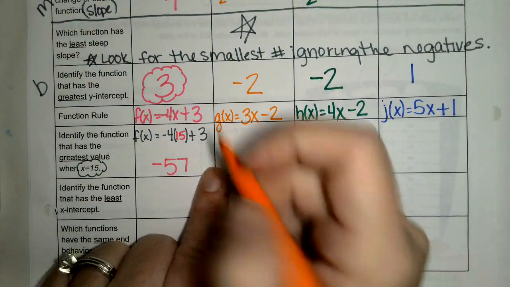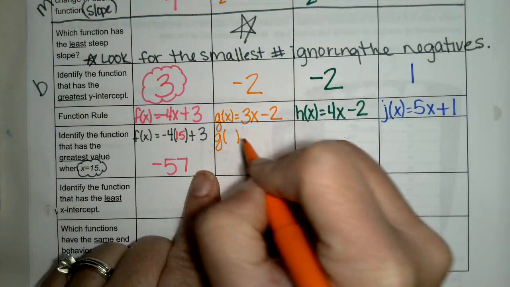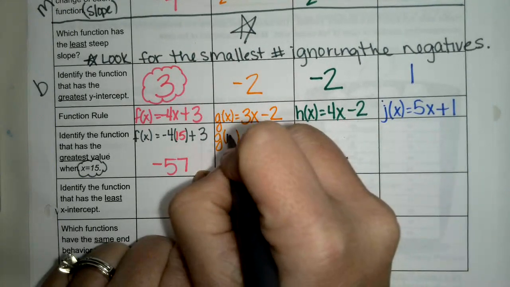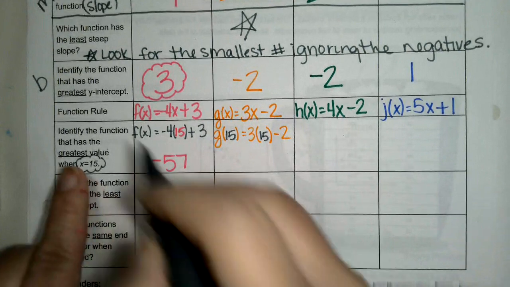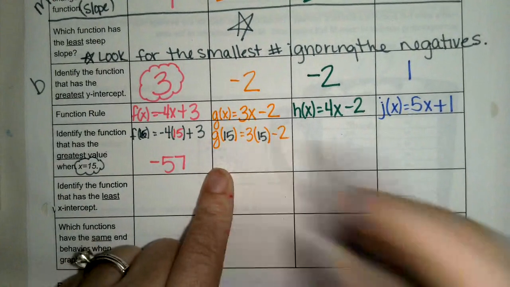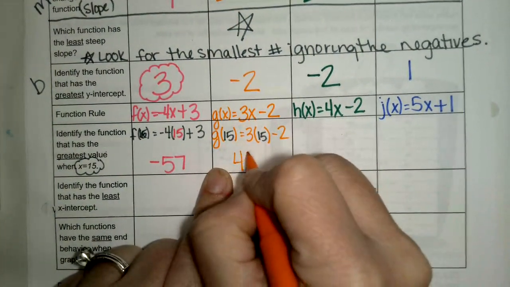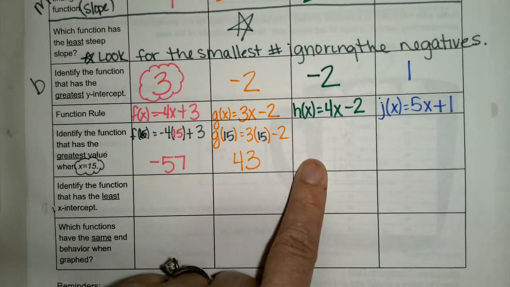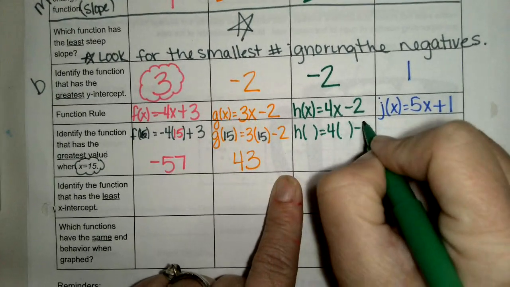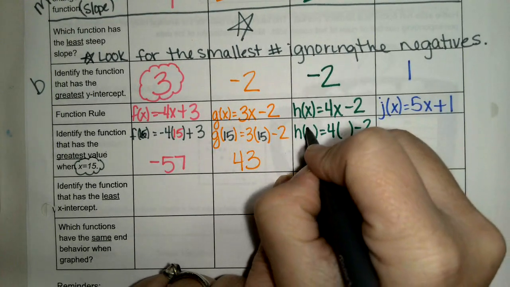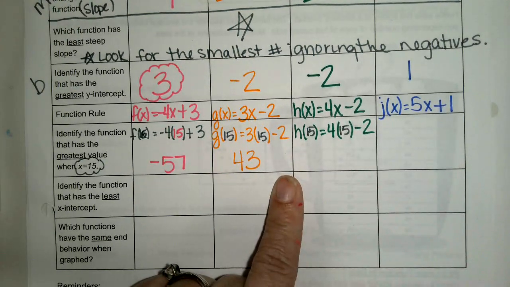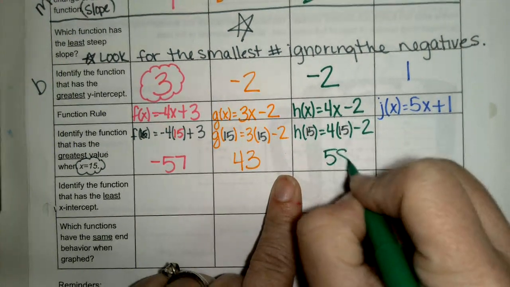Looking at g of x. So when I plug in my x value of 15, it replaces the x in all places. So 3 times 15 is 45 minus 2, so we get 43 for that value. Looking at h of x equals 4 times x minus 2. Again, we're plugging in 15. 4 times 15 is 60 minus 2 is 58. So h of 15 is equal to 58.